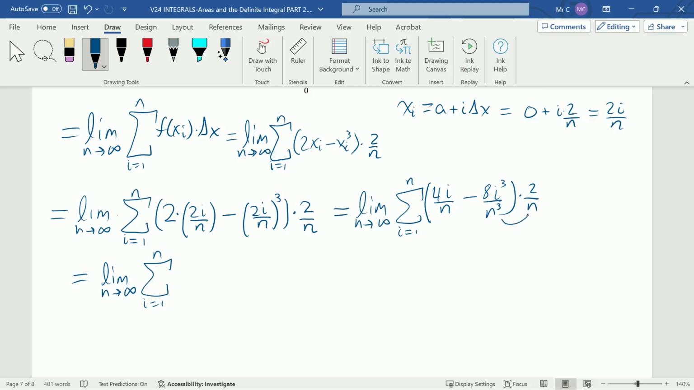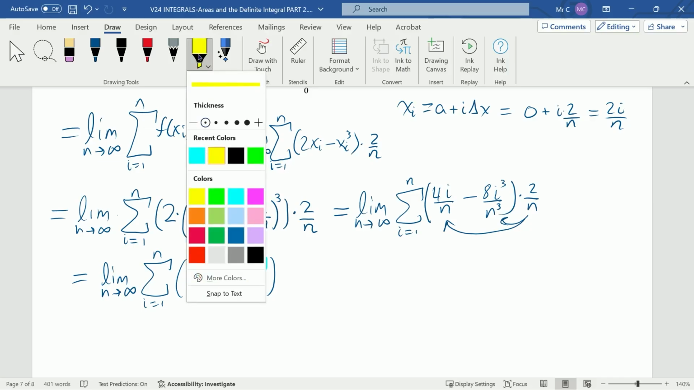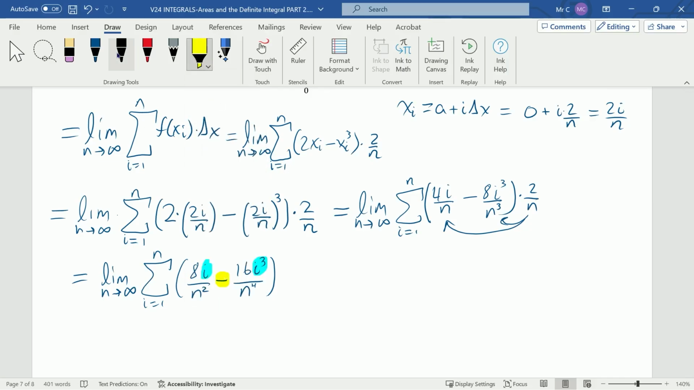And now I'm going to distribute this 2 over n. That gives me 8i over n squared minus 16i cubed over n to the fourth. Now I'm a lot closer to my goal of isolating my i and i cubed. What I see, though, is that I've got this difference between them. So the first thing I can do is split up that sum on the difference.